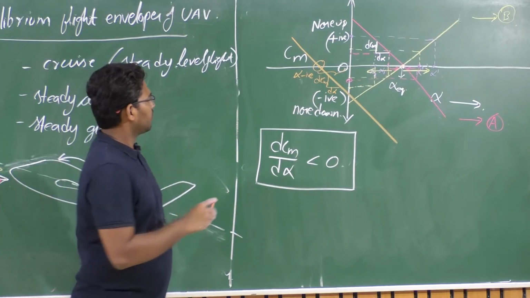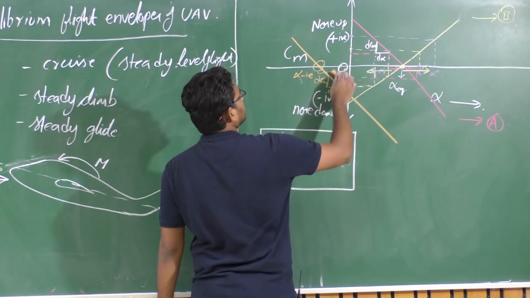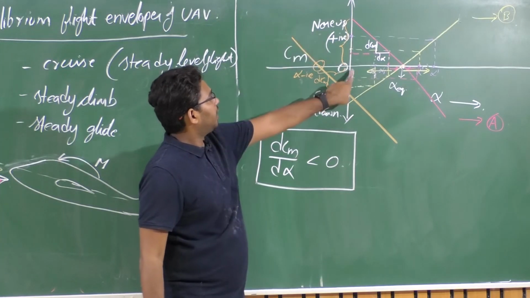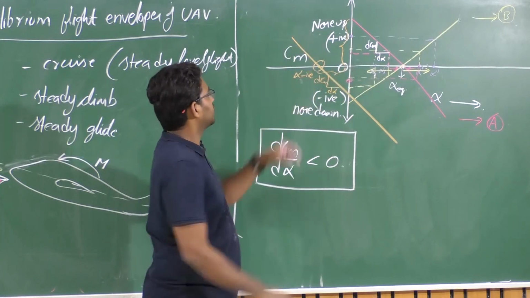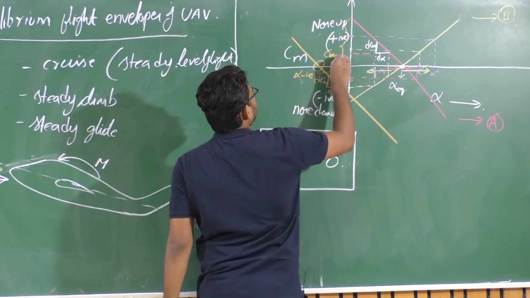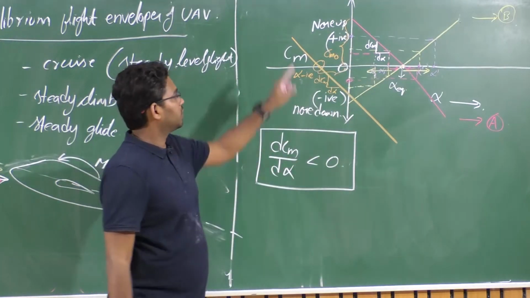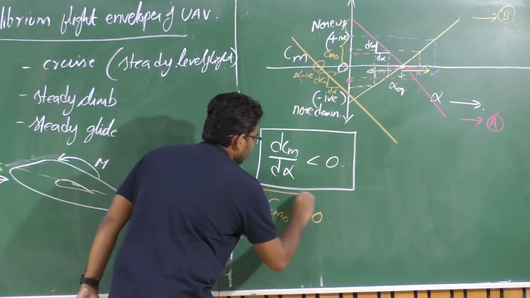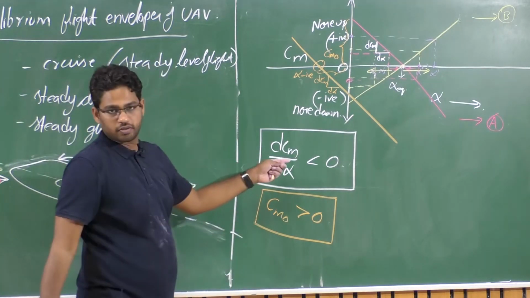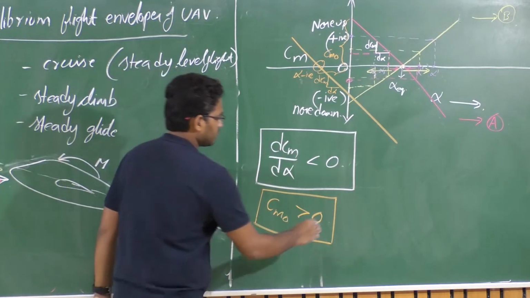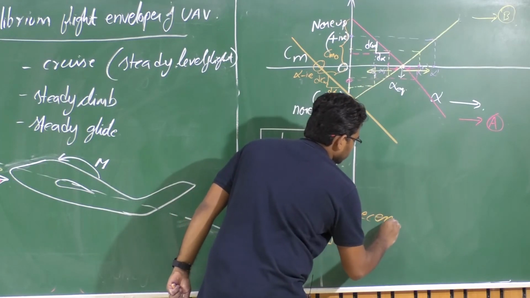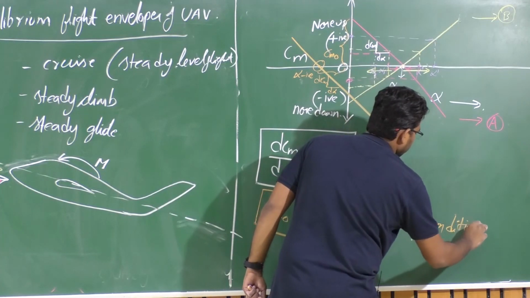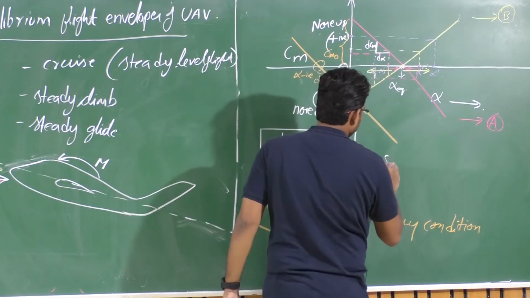So the necessary condition is that you should maintain this particular coefficient, which is Cm at alpha 0, should be positive. So this Cm at alpha 0 is the y-intercept here, we call it Cm naught. Cm naught has to be greater than 0, and Cm alpha has to be less than 0, right? So these are the two conditions. So this is the necessary condition. And we have this as sufficient condition.